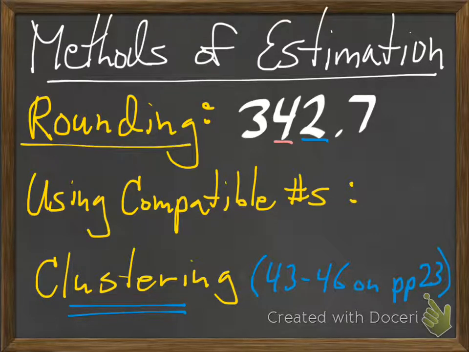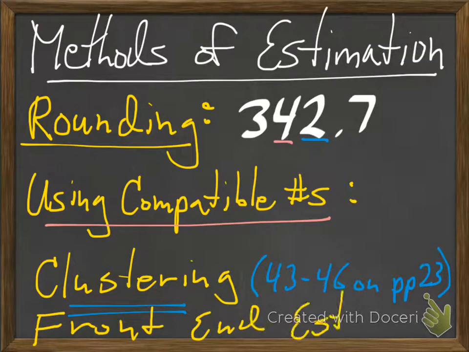We're going to do a lot of rounding. And for multiplication and division, we're going to use a lot of compatible numbers. Now, there is a fourth method, and the fourth method is called front-end estimation, and I don't really have enough room to write anything about it right here, and that's probably the most complicated one.